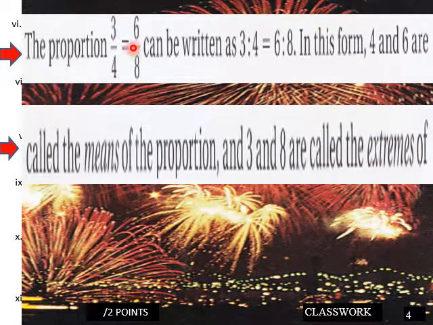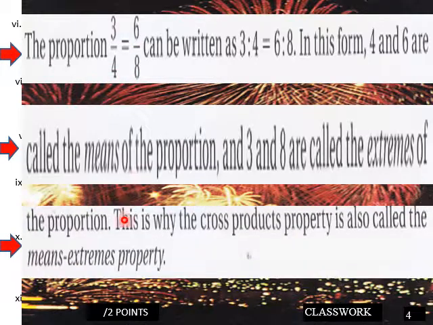The proportion 3 over 4 equals 6 over 8 can be written as 3 to 4 equals 6 to 8. In this form, 4 and 6 are called the means of the proportion. And 3 and 8 are called the extremes of the proportion. 3 and 8 are the extremes, 4 and 6 the means. This is why the cross products property is also called the means extremes property.